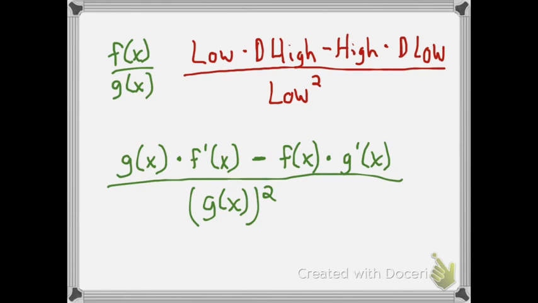So it looks a little messy here, but as long as you remember low d high minus high d low over low squared, you'll be able to solve any of these problems. Let's do one. Let's say I have the function sine of x over x squared, and I'm taking the derivative. So we remember low d high minus high d low over low squared, and we can solve this.